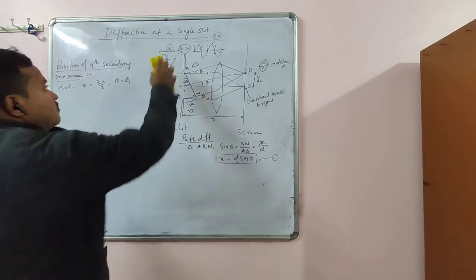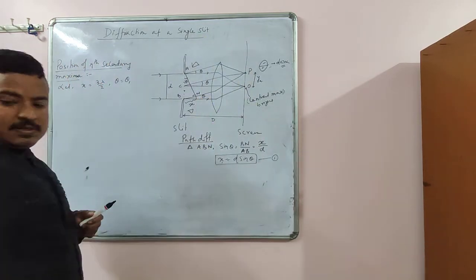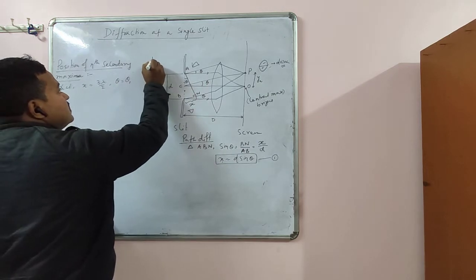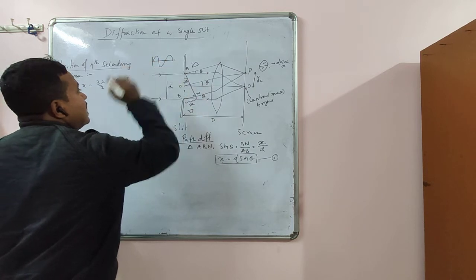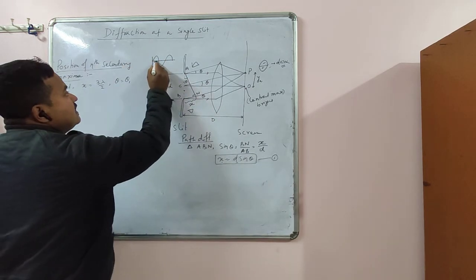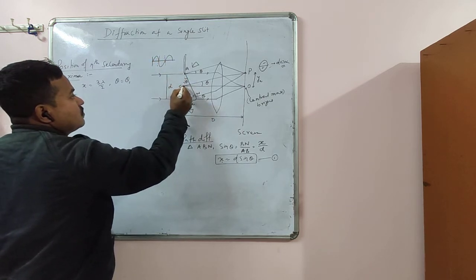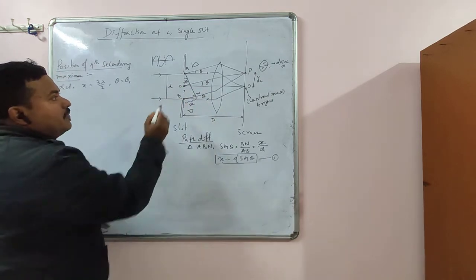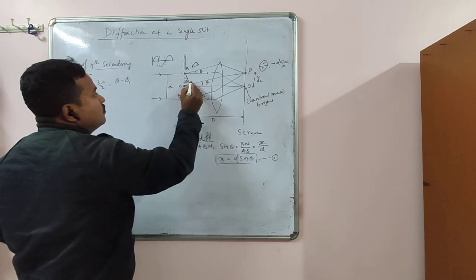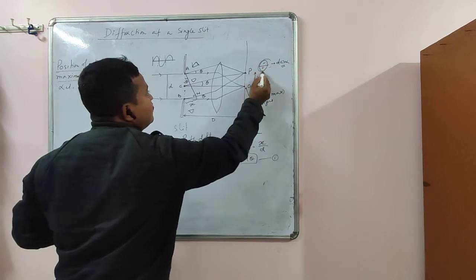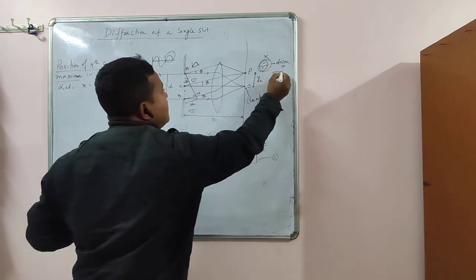Now 3 lambda by 2 means what? Here suppose it is 3 lambda by 2. This one. From here lambda by 2, lambda by 2, lambda by 2, 3 lambda by 2. So in this case the slit is assumed to be divided into 3 equal parts. This is 1, this is 1, this is 1. Now from the first part, suppose this crest moves. From the second part, this trough will move. Okay? So when they meet in opposite phase, they cancel out. But from the third part, this will move, which remains unaffected.